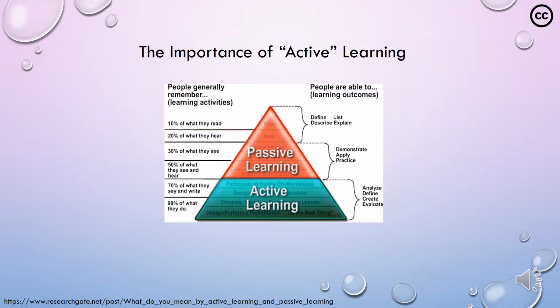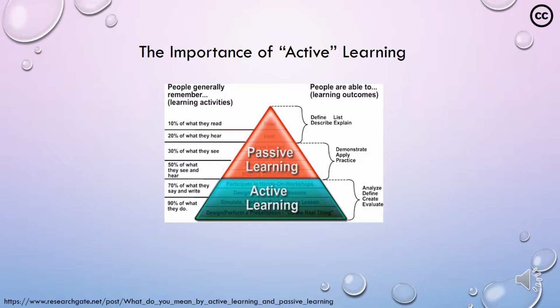Why is active learning so important? This graph shows that when performing learning activities, people generally remember 70 to 90% of what they say, write, and do. Saying, writing, and doing are all active forms of learning. In contrast, passive learning includes reading, hearing, and seeing, and generally people only remember 10 to 50% of this information.